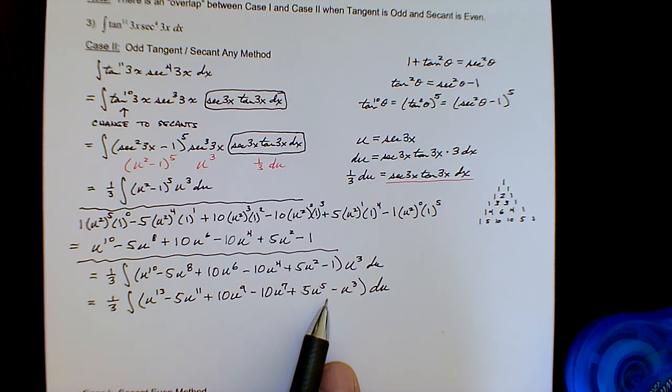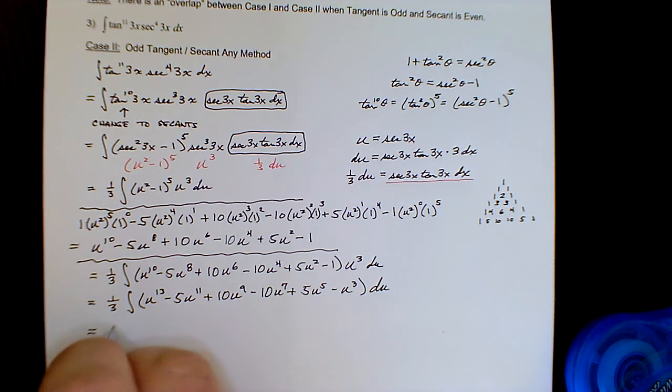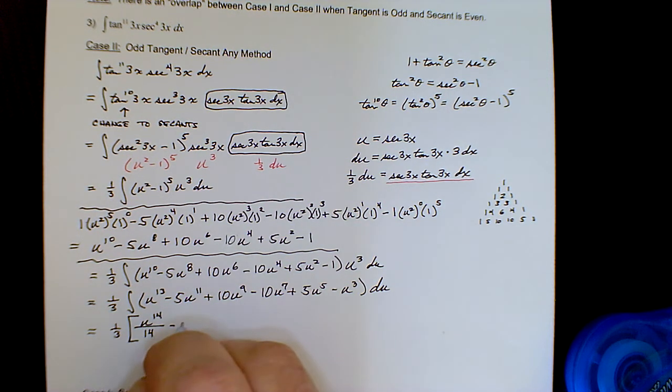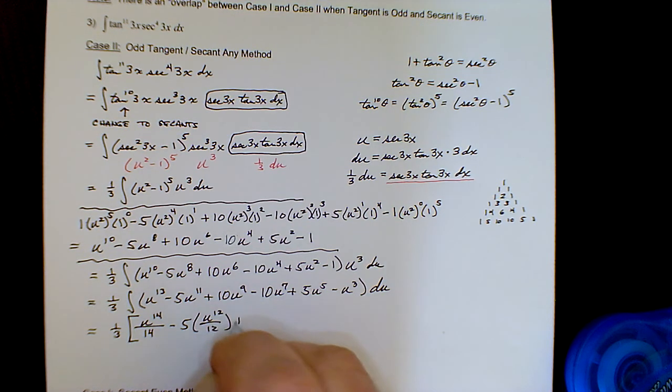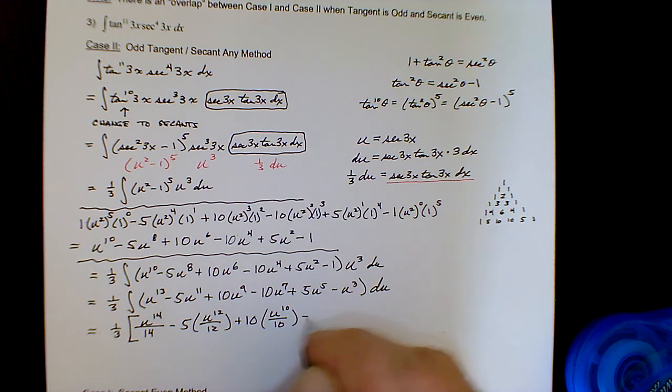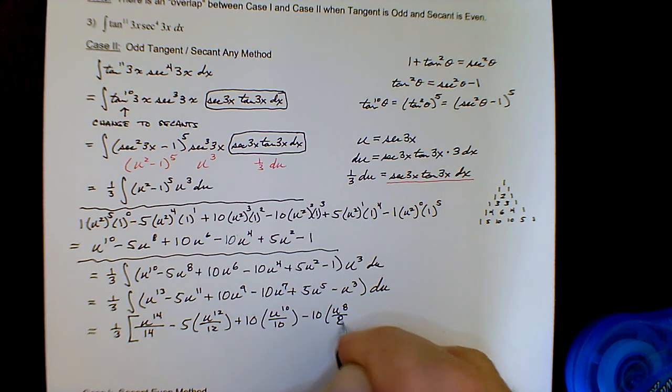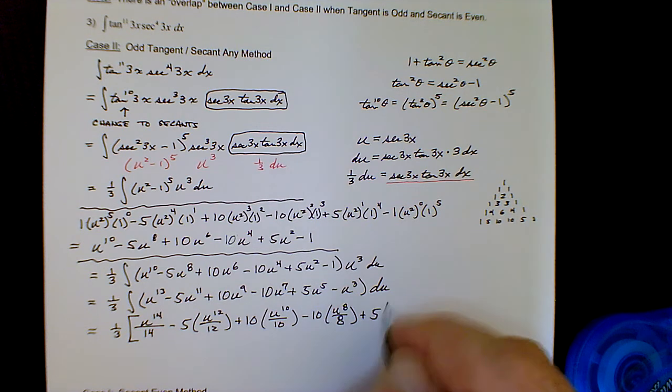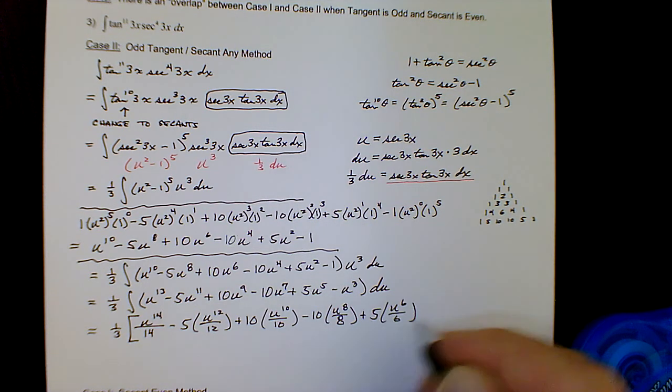So we'll recopy the 1/3, open up the brackets, integrate term by term, get u to the 14th over 14 minus 5, u to the 12th over 12, plus 10, u to the 10th over 10, minus 10, u to the 8th over 8, plus 5, u to the 6th over 6, and finally minus u to the 4th over 4. Close up the brackets, add the constant, and now distribute the 1/3.